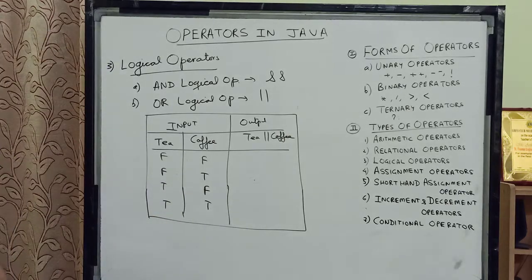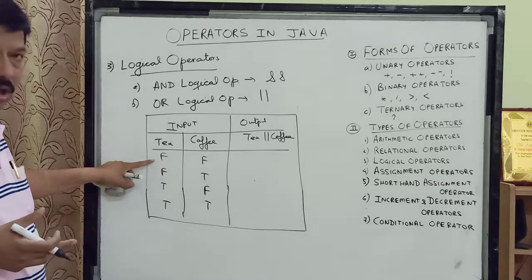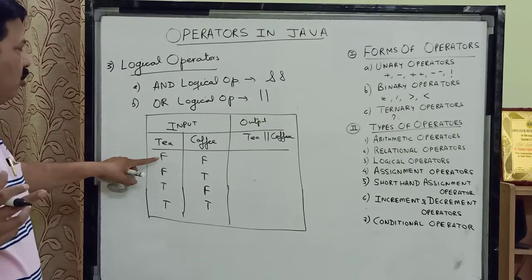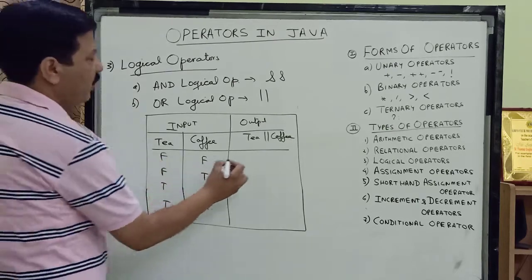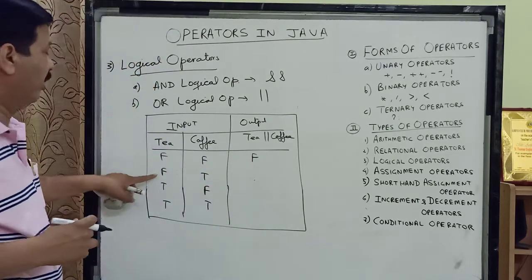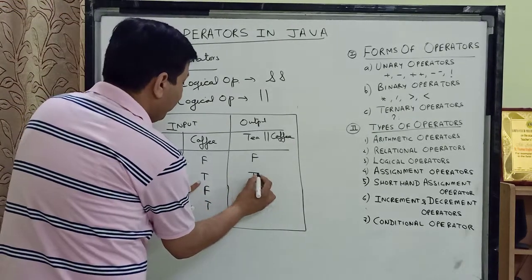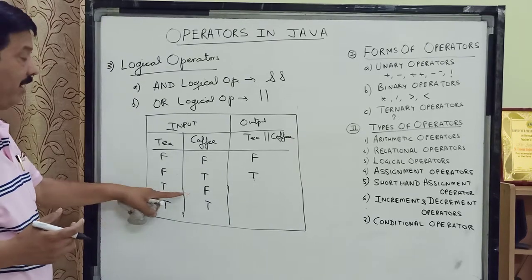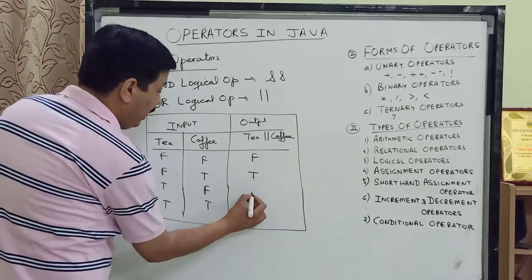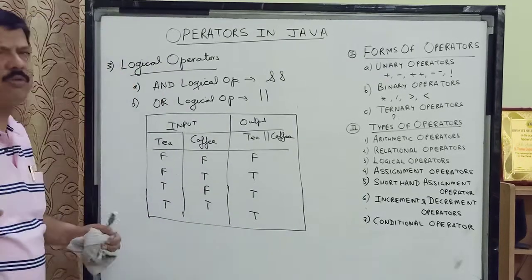Now children, OR means I come to your house, I say give me tea or coffee. OR means either of them. So you say, sir, we don't have tea, neither coffee, so the output will be false. Now you say, sir, we don't have tea but we have coffee, I will tell you to give me coffee. So the answer will be true. In the next case you say, sir, we have tea but we don't have coffee. So the answer will be true. And in the fourth case you have both tea and coffee, I can ask you to give me any one of them.